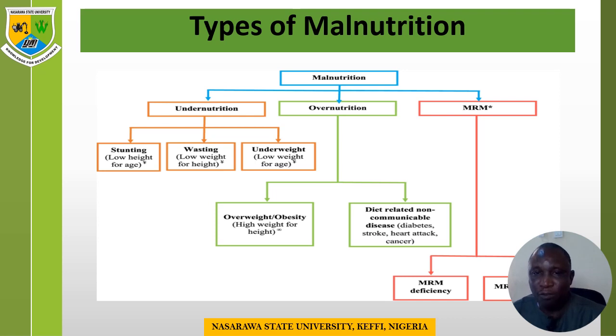And the third type of malnutrition is micronutrient-related malnutrition. And this is in two forms: micronutrient deficiency, such as iron deficiency, iodine deficiency, and zinc deficiency. They are forms of micronutrient. And we also have micronutrient-related malnutrition in excess, taking micronutrient in excess, such as sodium. When we take sodium in excess, it can result in hypertension.